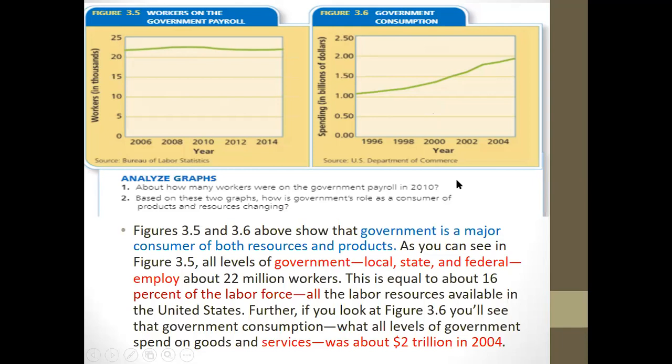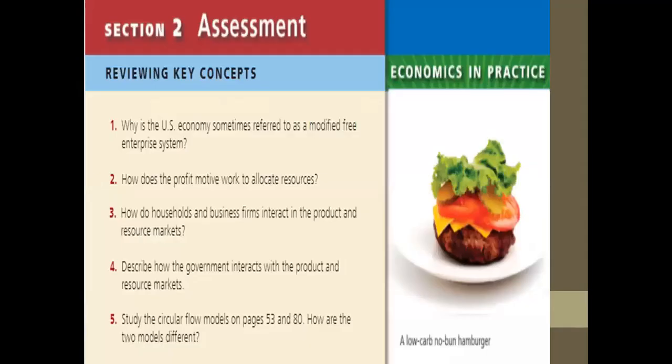3.6, this one, you'll see that government consumption, what all levels of governance spend on goods and services. Ellos siempre ellos son muy importantes y ellos van a consumir y van a hacer que la economía vaya aumentando y aumentando, aumentando. Así que el gobierno tiene un rol muy importante también en este sistema de economía, that is the free enterprise system, ¿ok?